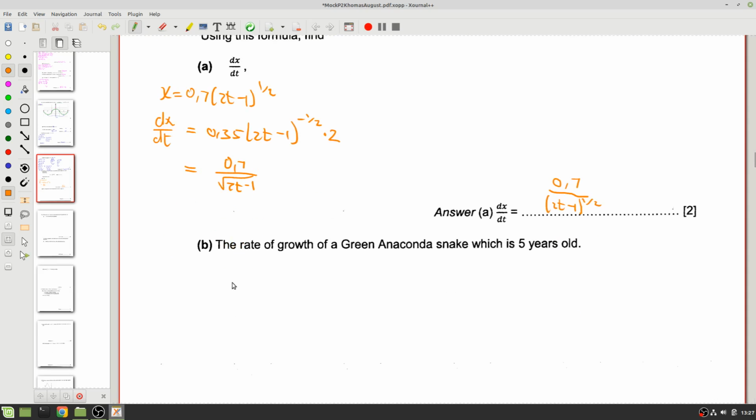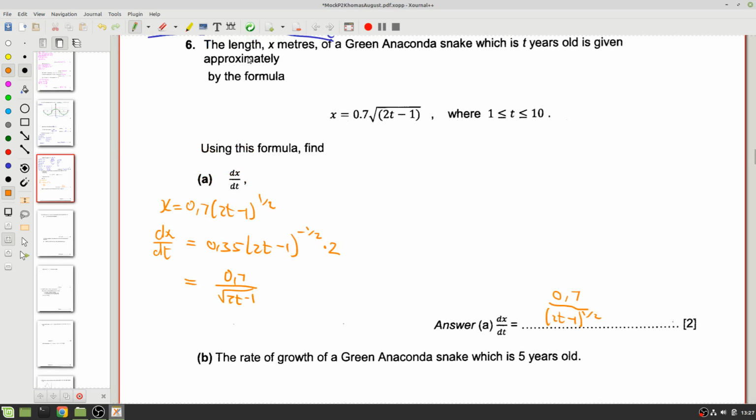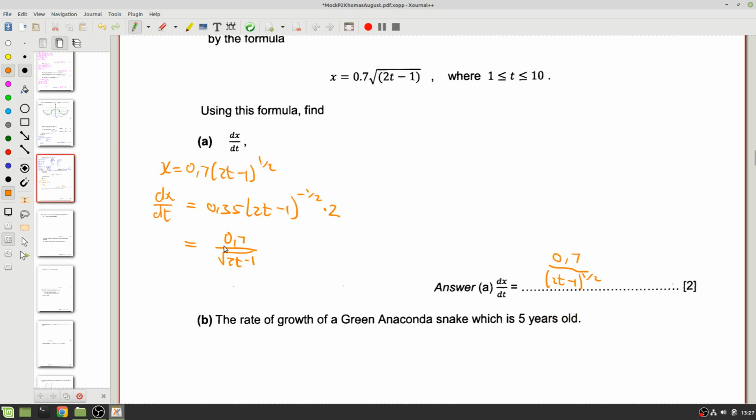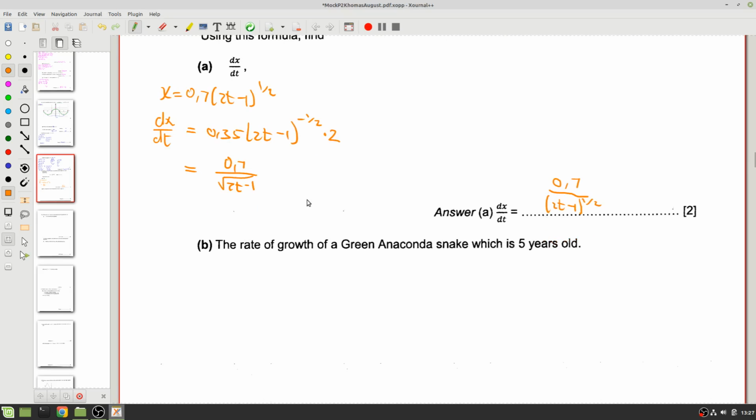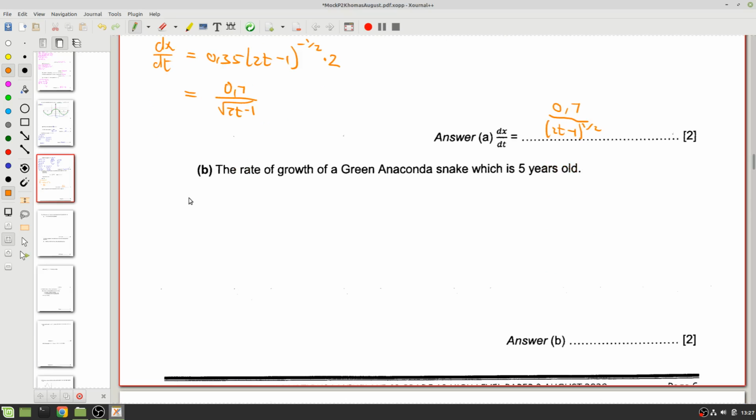Alright. Now we're going to find the rate of growth of a green anaconda snake, which is 5 years old. So the rate of growth. So this tells us the actual length. Now the rate at which that length is changing, which is the rate of growth, is the derivative. So the rate of change of anything is when we differentiate it. So we've already differentiated. So now we can just find that.